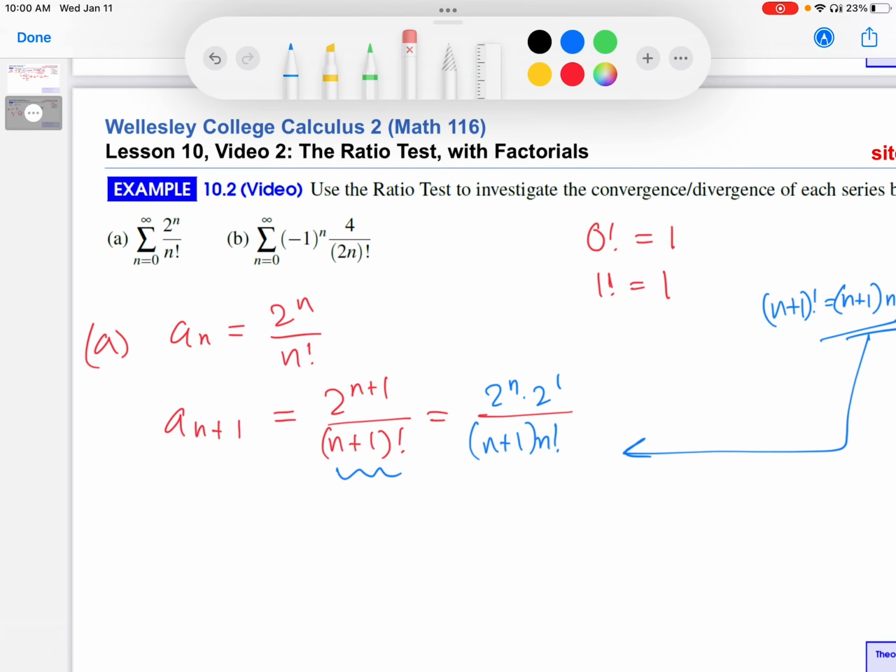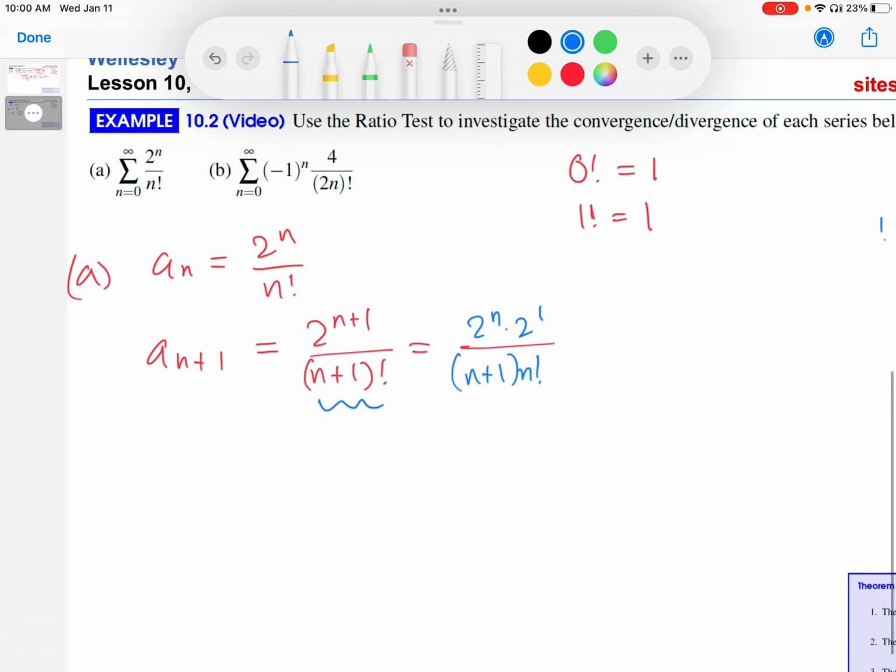Great. So we have a sub n and a sub n plus 1, so we're off to do the ratio test. We now construct the ratio of successive terms in absolute value. We're not going to need the absolute values because these terms are always positive, so we don't need the absolute values. So this is a sub n plus 1, so that goes in the numerator.